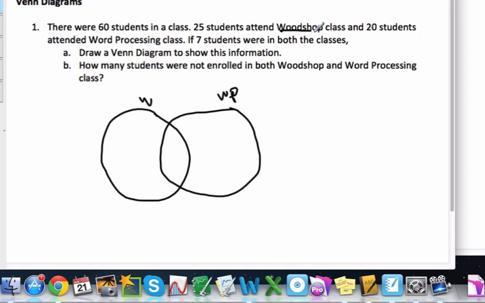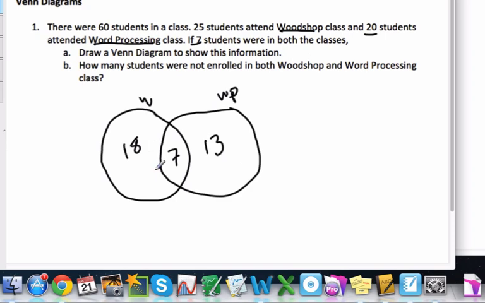Well, I know I have wood shop and word processing. This is the key. It usually is easiest to start with the ones that are shared. These 7 here are both in woodworking and word processing. But if I know there's 20 in total of word processing, so there's 7 counted here, so that means there must be 13. 7 plus 13 is the 20 in word processing. And similarly over here, if I go 25 in wood shop minus the 7 will give me 18 in here.